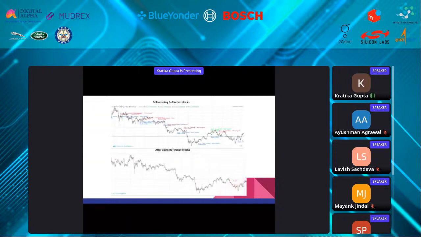So here is an example of significant reduction in drawdown by using reference blocks to limit trades in downtrend, which were earlier leading to high losses. So here we can see in the bottom figure, there are minimal trades during the downtrend so as to reduce the drawdown.